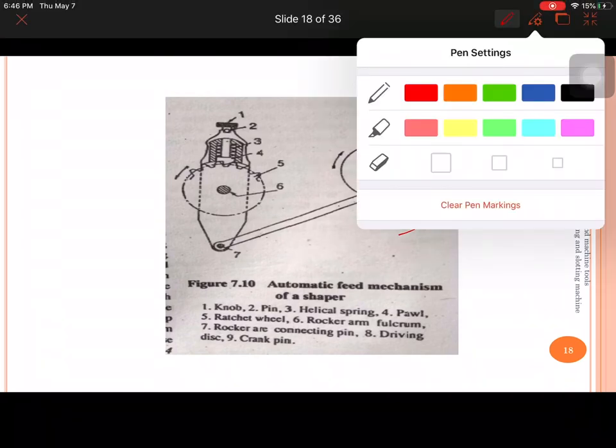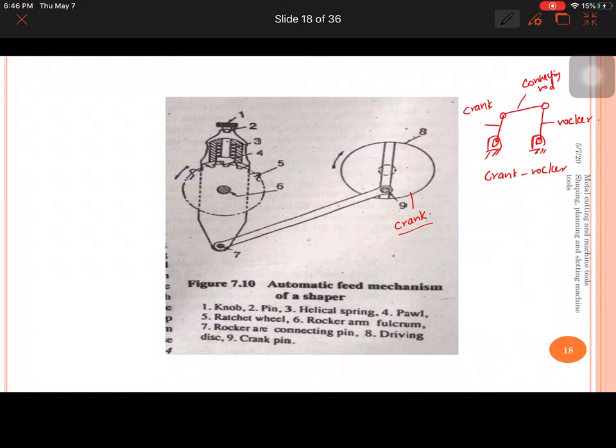Now what we know is, based on the lengths of these links, you are going to get the crank rocker mechanism. If this crank is rotated by 360 degrees, the motion is transferred from the crank to the connecting rod, but the rocker will only oscillate about these two positions. Like this, it will oscillate in between these two extreme ends. This is called the crank rocker mechanism. We are going to utilize this crank rocker mechanism here.